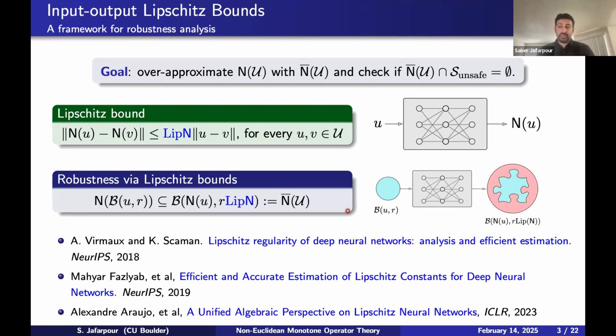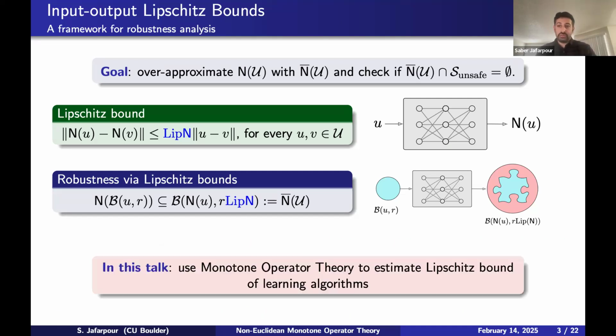So in the literature, Lipschitz bounds have been studied extensively to study robustness of neural networks. It has been shown that for some architectures, such as feedforward neural nets, finding the exact value of the Lipschitz bound is NP-hard, and as a result, several different algorithms have been proposed in the literature to estimate it. What we are going to do in this talk is use monotone operator theory, which is a mathematical framework, to estimate the Lipschitz bound of learning algorithms, right?